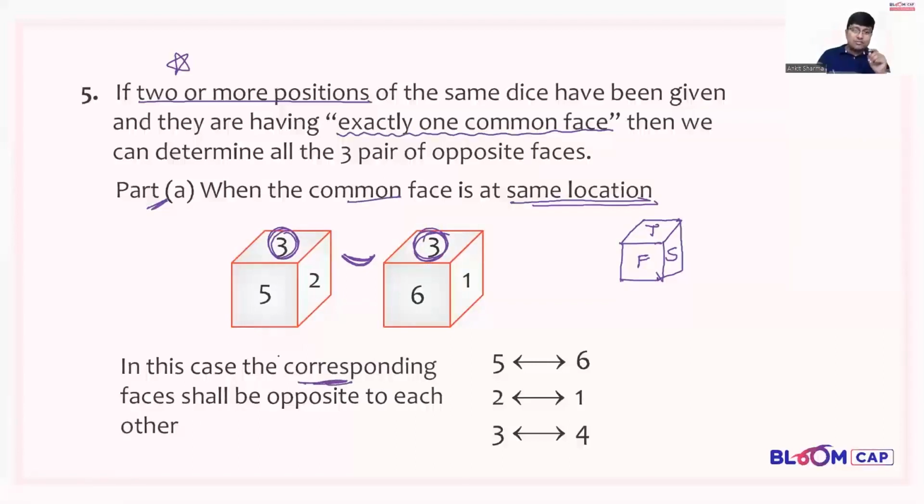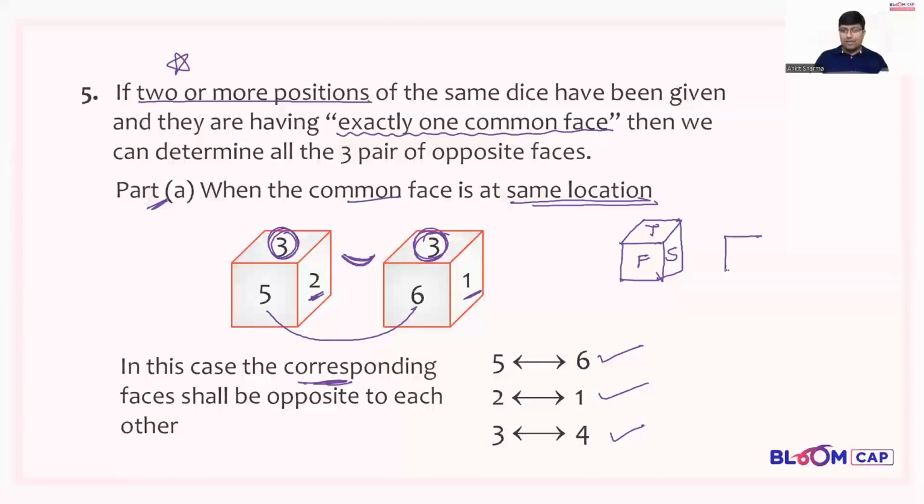The corresponding faces will be opposite means front's opposite is front. So opposite of 5 is 6. Side's opposite is side. So opposite of 2 is 1. So now what is left out? What could be the opposite of 3? Only 4. So that is the way in which you will do. You need not mug up anything.